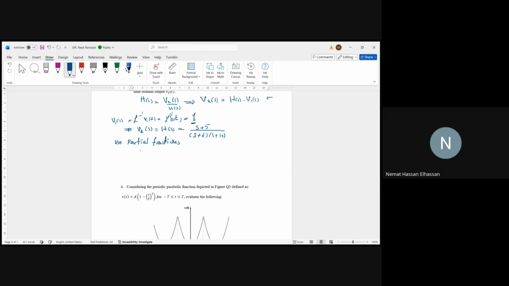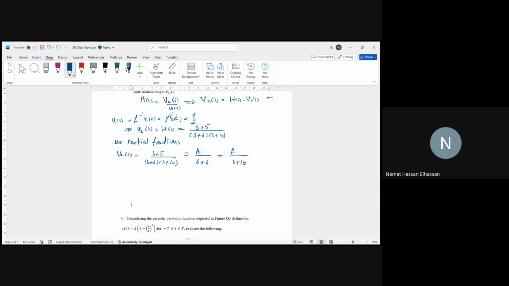So if I'm to use partial fractions, we can say that V2 of s is equal to (s plus 5) over (s plus 6)(s plus 10), which is equal to A over (s plus 6) plus B over (s plus 10). And all you have to do now is solve for A and B, which is straightforward if you want to find A.